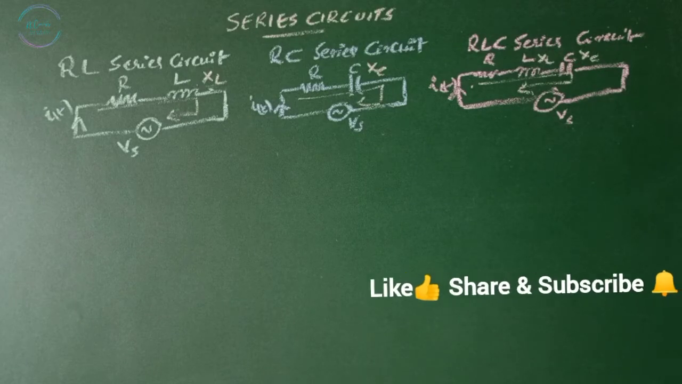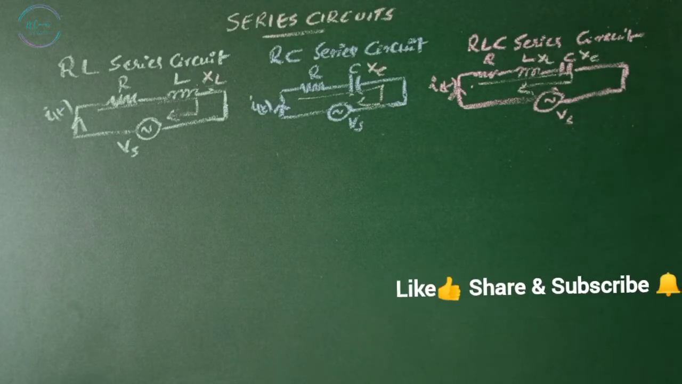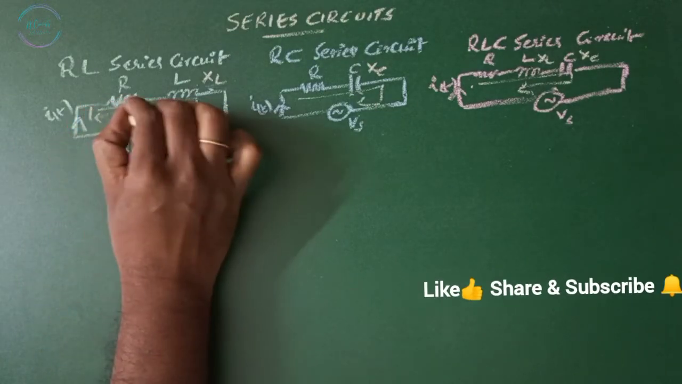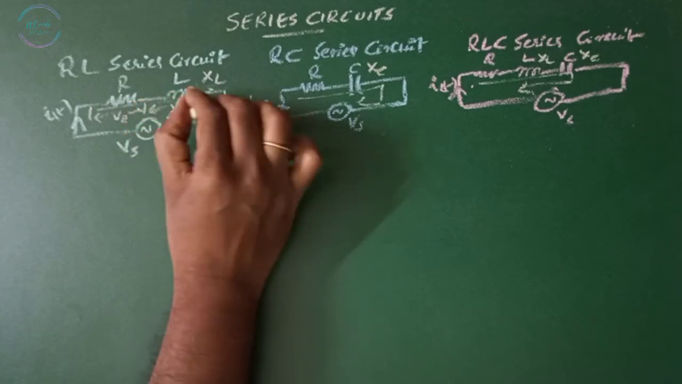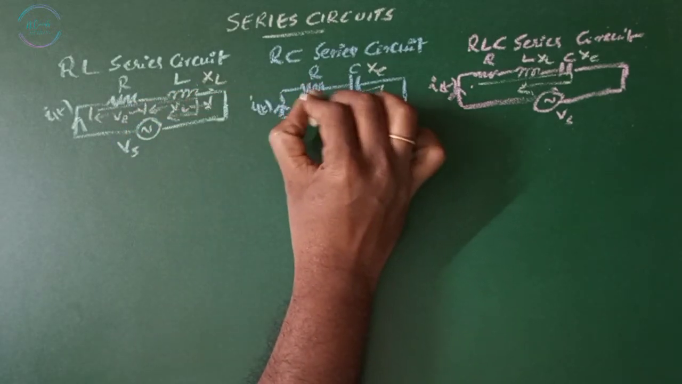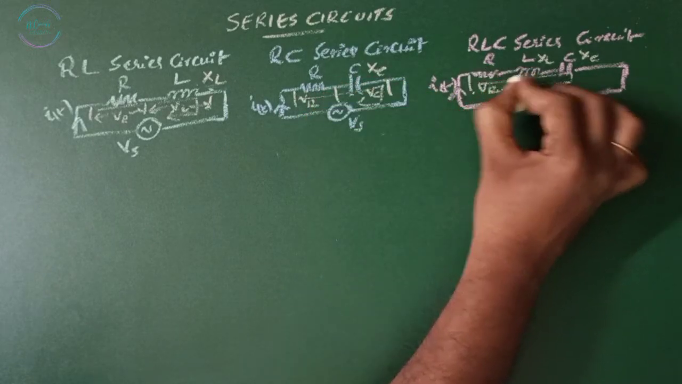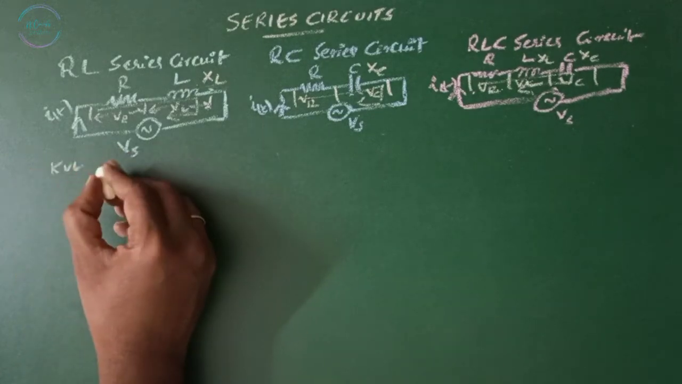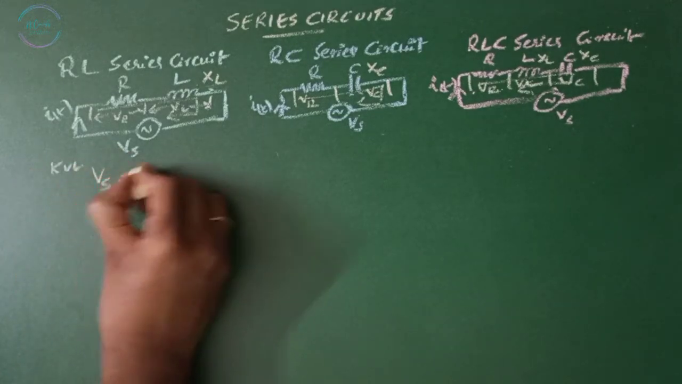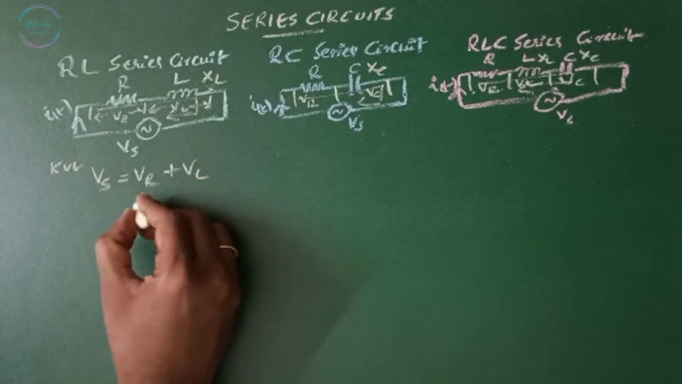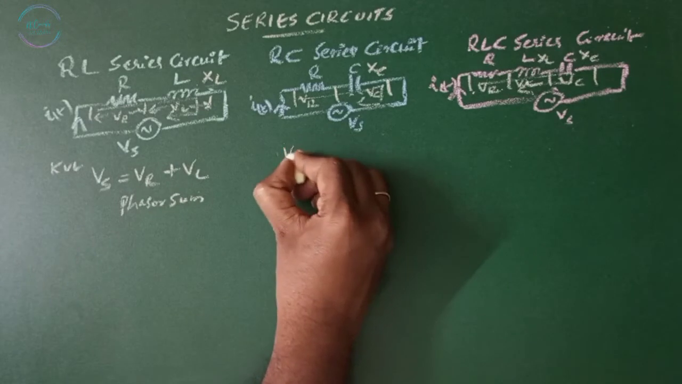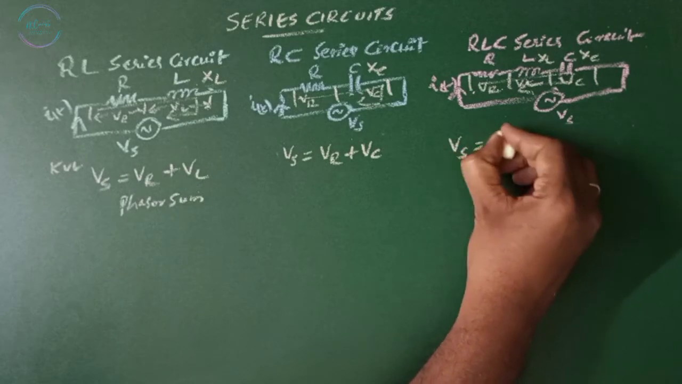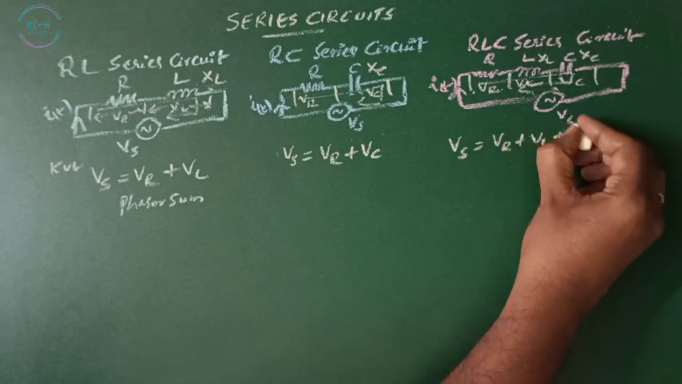Now we have seen the phase relations between the currents and voltages in RL, RC, RLC circuits. Now let this be the voltage across the resistor VR, and this is VL, the voltage across the inductor. Similarly, VR and VC. Here VR, VL, VC. Now applying KVL to this circuit, we get the source voltage Vs equals VR plus VL. This is a phasor sum. Here Vs equals the phasor sum of VR plus VC. Here Vs equals the phasor sum of VR plus VL plus VC.